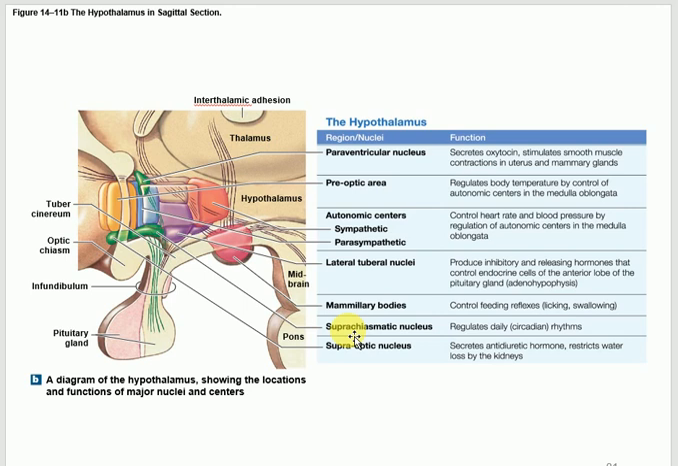Here it is again. Look at this. Hypothalamus is up here. You see this hanging? Pituitary gland. And what's the connection? Infundibulum or stalk. What's the other name for the pituitary gland? Anybody? What's the other name? Start with H.